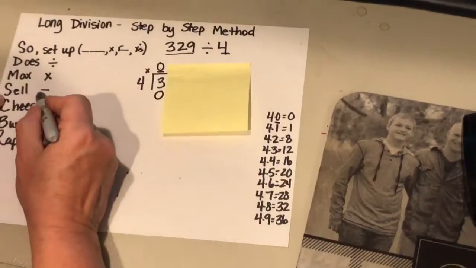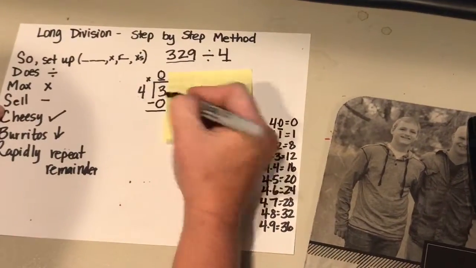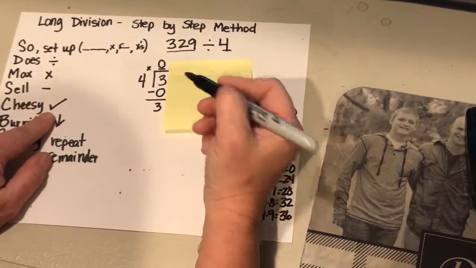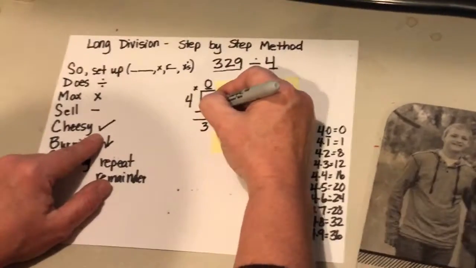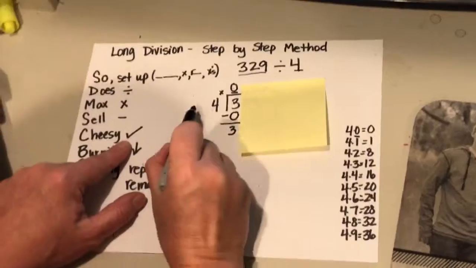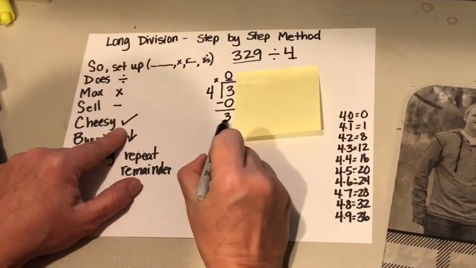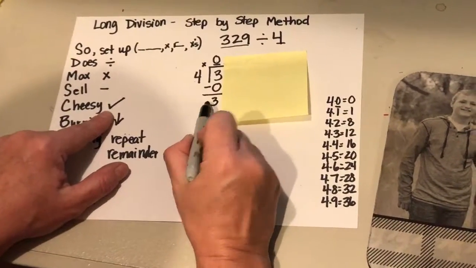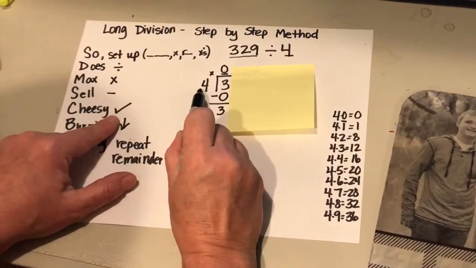Our next step is subtract. So we subtract. 3 minus 0 is 3. Our next step is to check. And what that means is that we're always checking to see if what we have remaining after we've subtracted is smaller than our divisor. Is 3 smaller than 4? Yes, so we're on the right track. If it's ever bigger, you know you've done something wrong and you need to go back and redo that step. But since what we subtracted, 3, is smaller than 4, then we can move on.